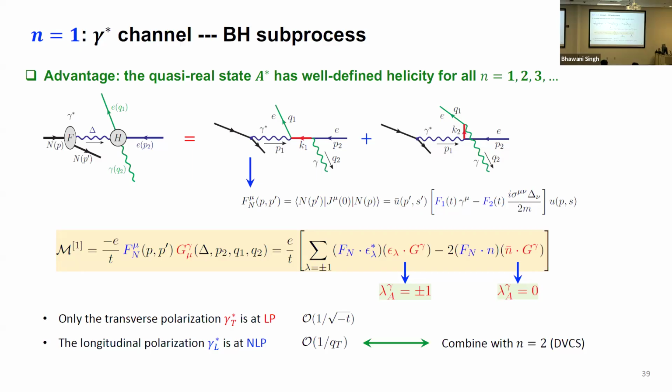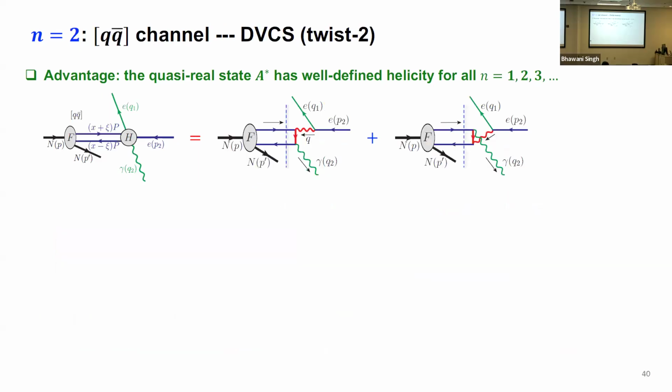So I have told you that this photon channel counts at the leading power as compared to the QQ bar and the gluon channel. But if you perform this power counting more carefully, you see that only the transverse photon amplitude will scale at the leading power, while the longitudinal photon will scale at the next leading power. It contains one more power suppression. So it should be treated in combination with the two-parton channel, which is the DVCS.